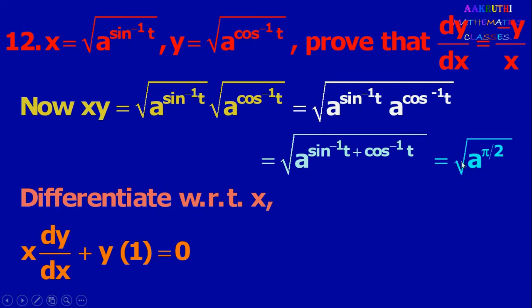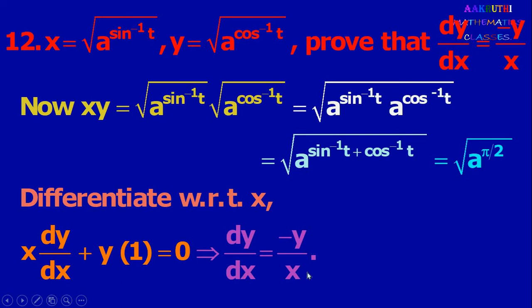And since root of a to the power pi by 2 is constant, its differentiation is 0. So we get x into dy by dx plus y into 1 equal to 0. Take y to this side, so we can write dy by dx as minus y divided by x. Therefore dy by dx is minus y by x.